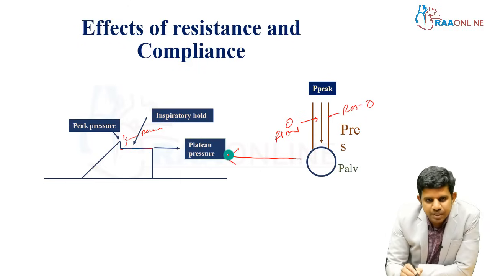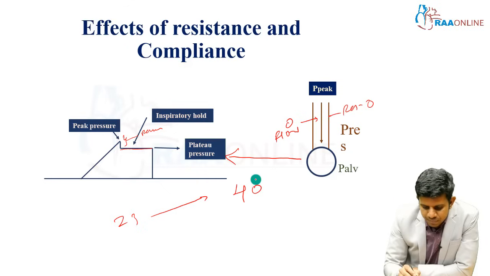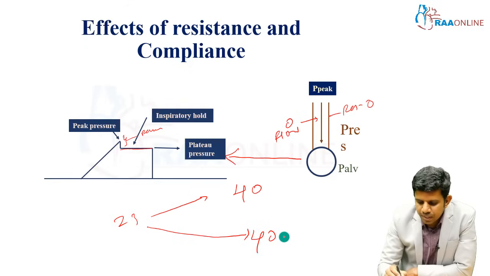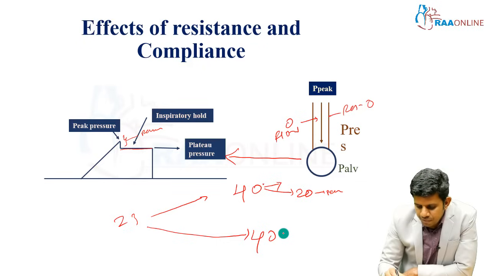For example, one patient's peak pressure was initially 23, and now it rises to 40. Take two other patients whose peak pressure is now 40. In this patient I put an inspiratory hold. Now the pressure is dropped from 40 to 20. Peak pressure is 40, my plateau pressure is 20. If it is the other patient, with inspiratory hold from 40, my pressure is dropped only to 35.